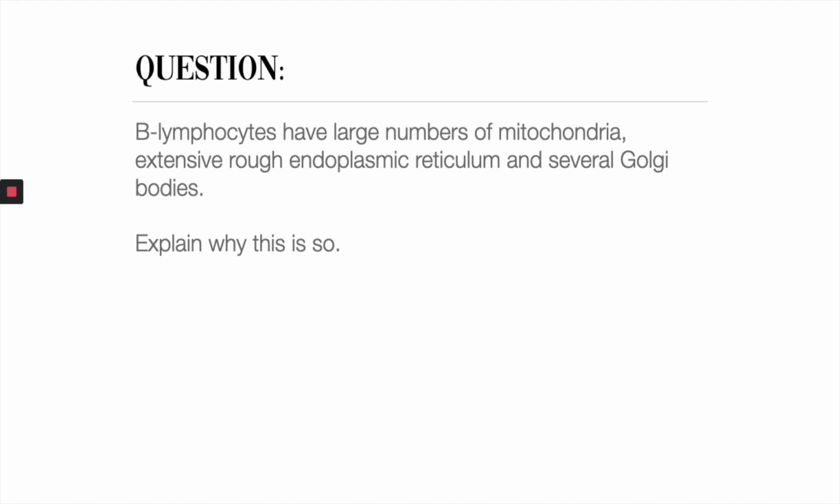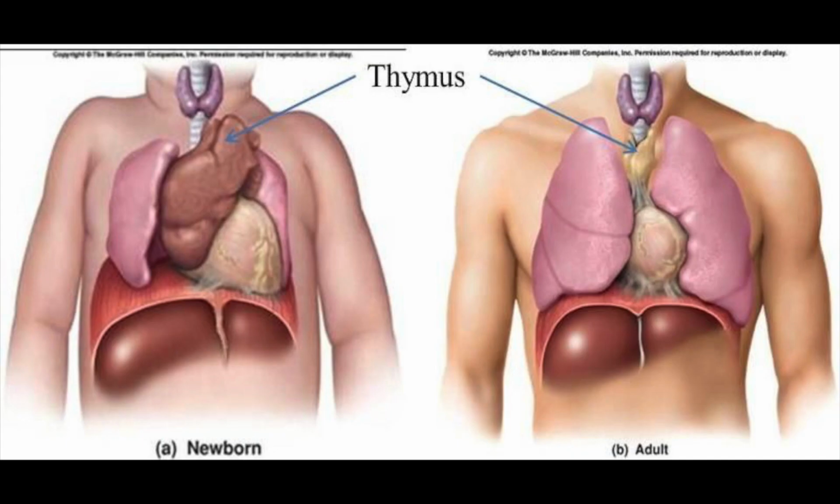The reason why B lymphocytes have so many mitochondria, so much rough ER, and several Golgi bodies is because they need energy for protein synthesis and secretion. They need the endoplasmic reticulum for synthesis of proteins, and the Golgi bodies will be preparing those proteins that were created in the form of antibodies for secretion.